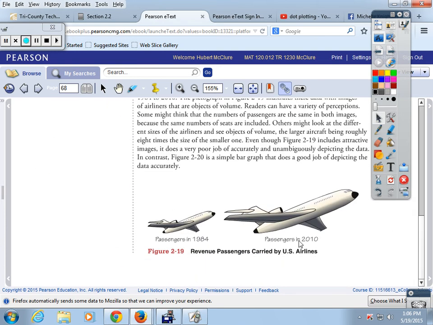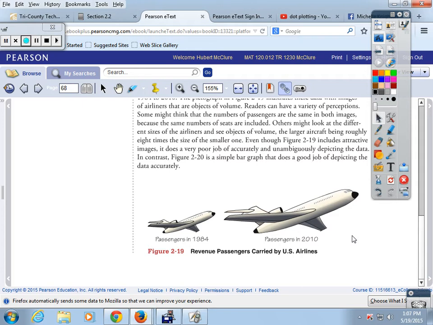Alright, let's look at this. This is what you call a pictograph. Alright. Now, by looking at these two pictures, what can you ascertain about passengers in 20, 30 years? Let's say 84 to 94, it'd be 10, 94 to 2004, it'd be 20, 26 years maybe. About 26 years, what can you tell me about the passengers that went through this airline?